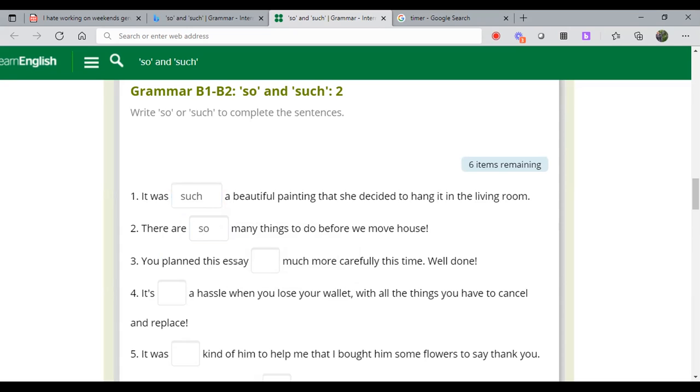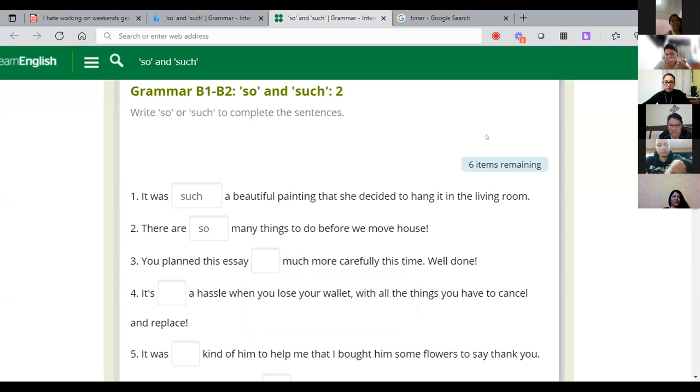Your plan is easy, so much more careful this time. Well done. All right. I put SOS here, so, auxilio. Auxilio, SOS. Good. Thank you so much. All right. You plan this essay, es un ensayo. Okay. Paper, like homework, right? Okay.